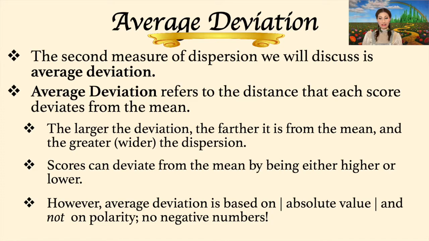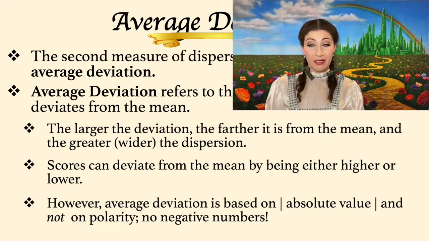Therefore, if a score is higher than the mean, it typically is a positive difference, and if the score is lower than the mean, the difference results in a negative number. However, average deviation is based on the absolute value of these distances and not on the polarity. Absolute value means that even scores that have a negative number are considered to be positive because we are ultimately looking at the distance that score is from zero. The positive or negative signs simply tell us if the deviation is moving above the mean or below the mean.